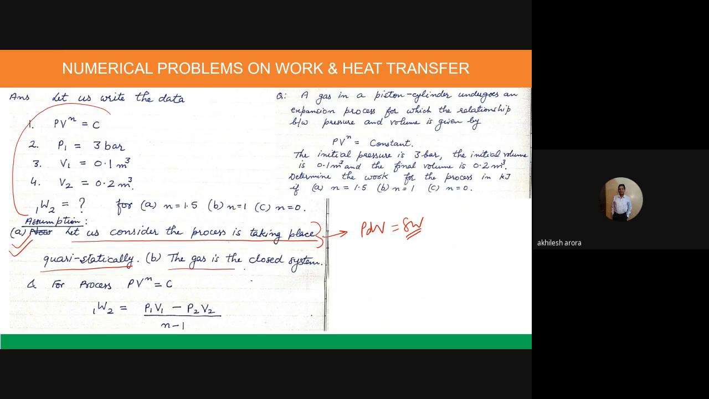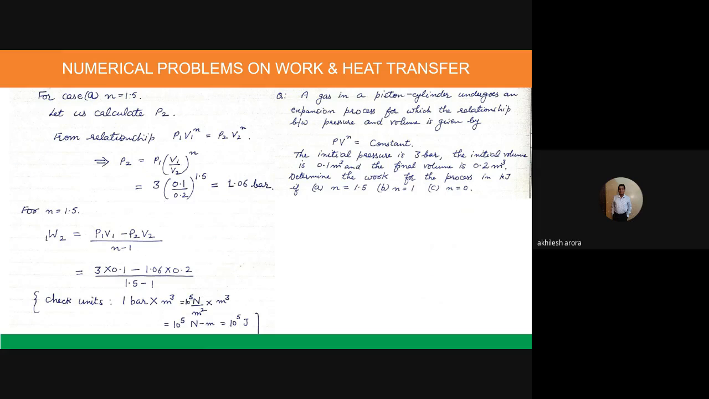Secondly, the gas is the closed system. So we have a piston and a cylinder, but we are considering only the gas as the system, and the piston and cylinder are not part of the system. And for the process PV raised to power n equal to constant, the work transfer is given by (P1 V1 minus P2 V2) over (n minus 1).